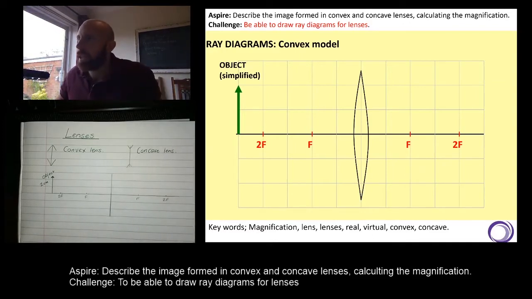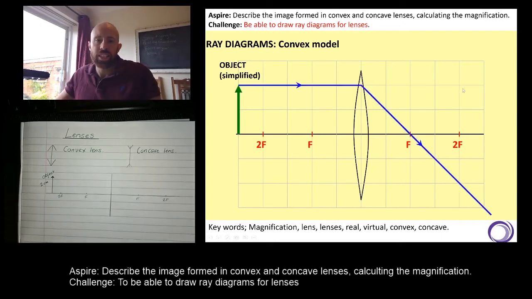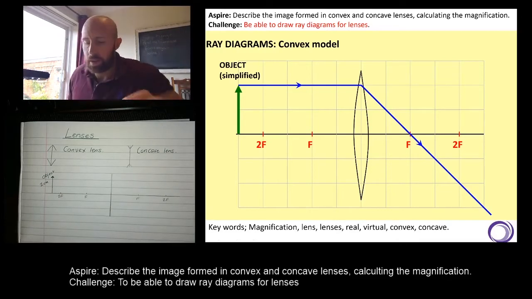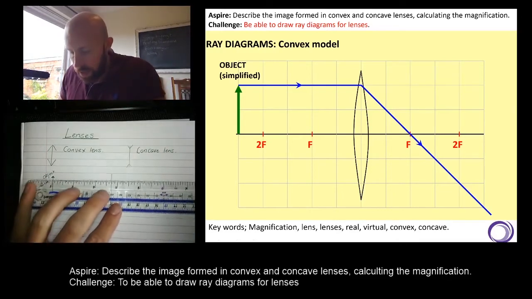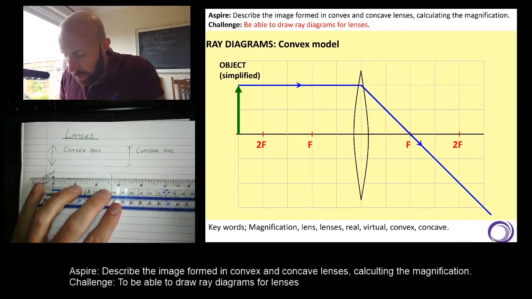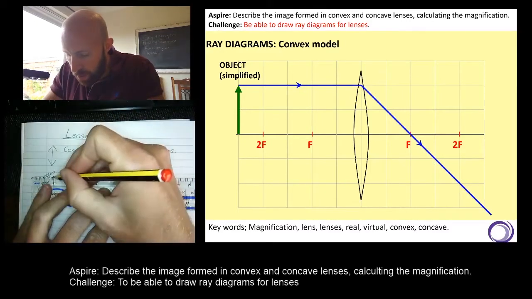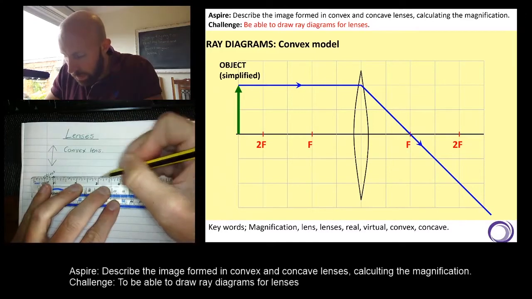Okay, so what do we do next? Well, oh, we don't do that. This is what we do. We click on here and you can see that there's this line. I'm just showing you on and off. So this line here represents how we draw a ray diagram. So what we do is we go from the very top of the image and we draw a line that is parallel with our principal axis that goes into the lens. Okay.